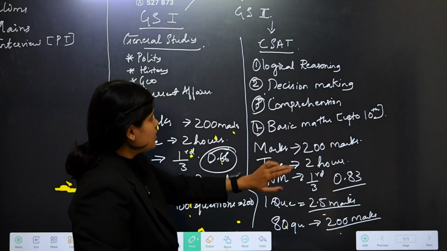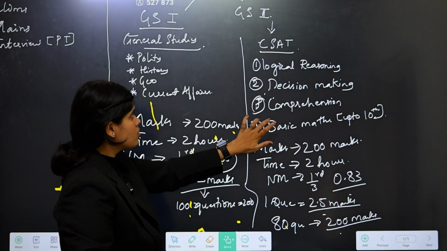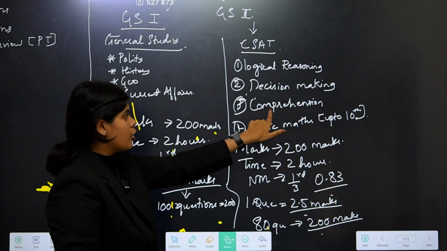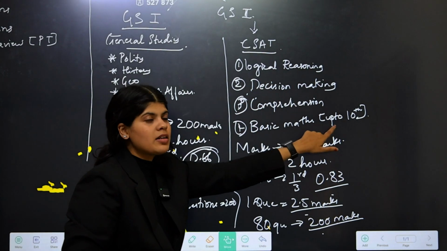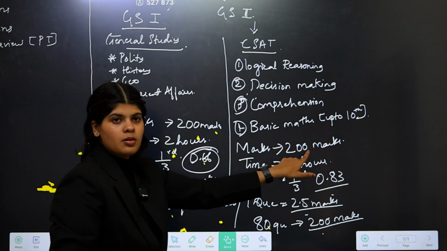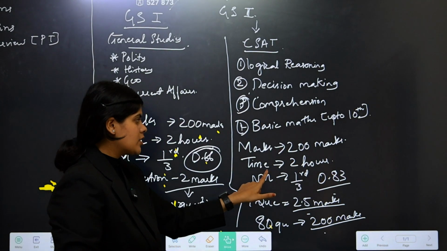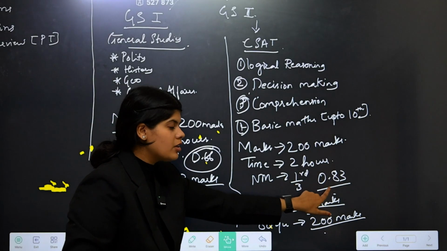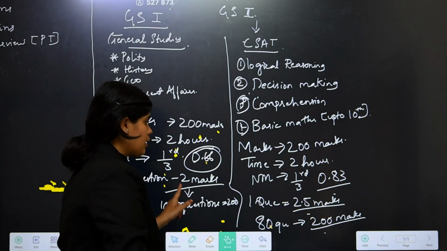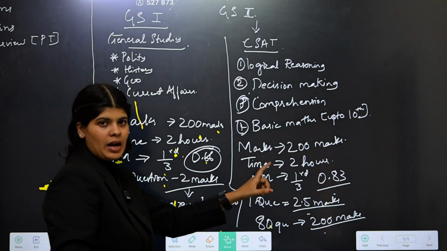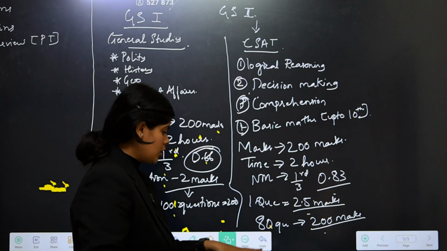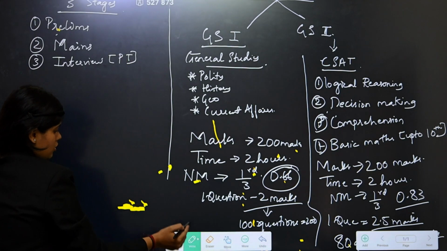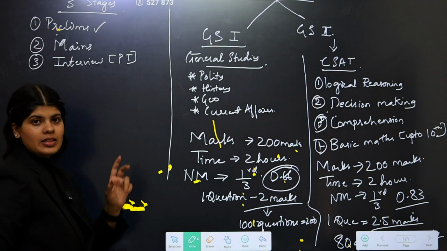When you're talking about the CSAT, you have logical reasoning, decision making, comprehension, and basic maths up to 10th. Marks are 200, time duration is 2 hours, and negative marking is 1/3. But here your negative marking is more than your GS1. So this is your pattern of preliminary examination, the first step. Okay, I think this is clear.